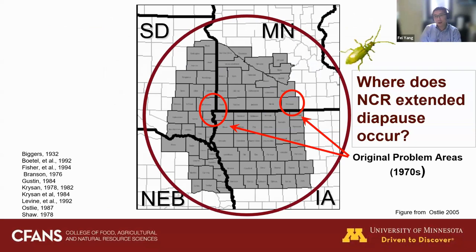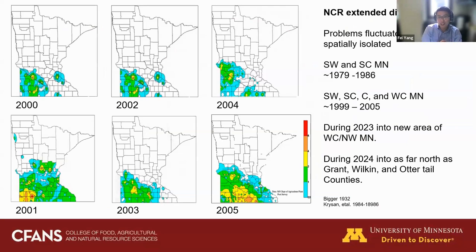For extended diapause northern corn rootworm, initially it was only discovered in some small area in the south part of the state. However, recently this problem fluctuates, and the northern corn rootworm extended diapause population expanded to new areas. In 2023, it was in west central and northwest Minnesota, and during 2024, it has been reported as far north as Grant, Becker, and Otter Tail counties.